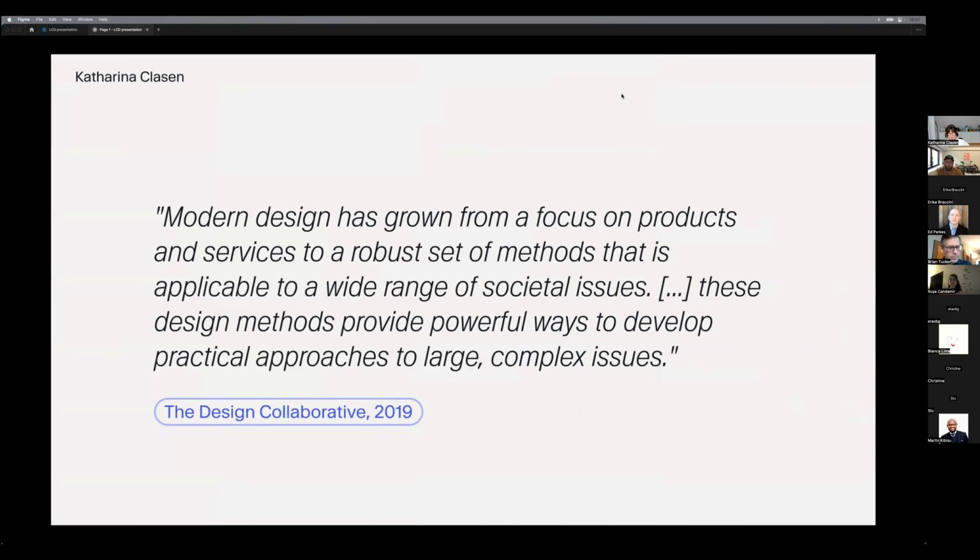Donald Norman is one author of that post, and they write, modern design has grown from a focus on products and services to a robust set of methods that is applicable to a wide range of societal issues. These design methods provide powerful ways to develop practical approaches to large, complex issues.